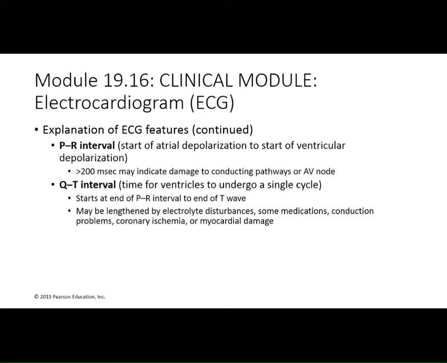Now, what did I say was normal? 0.12 to 0.20, yes? 0.20 seconds is the same as 200 milliseconds. So it says here that if it's over 200 milliseconds, we've got a problem. Over 200 milliseconds tells me what? There's a problem in the conduction of the electrical signal going from the SA node to the AV node, and we would say that the person has a what? AV block, right? There's something blocking the signal getting to the AV node.